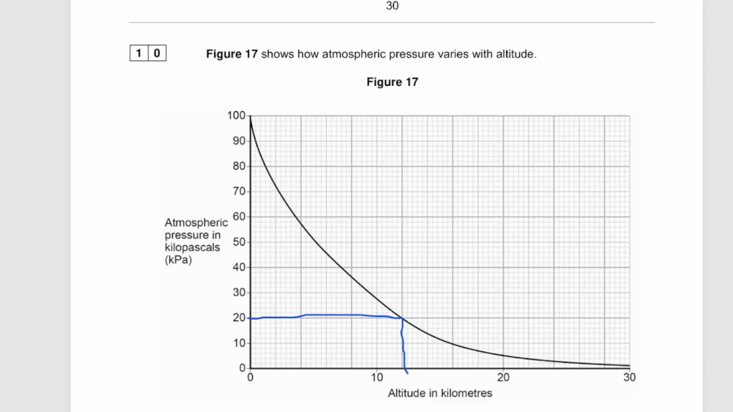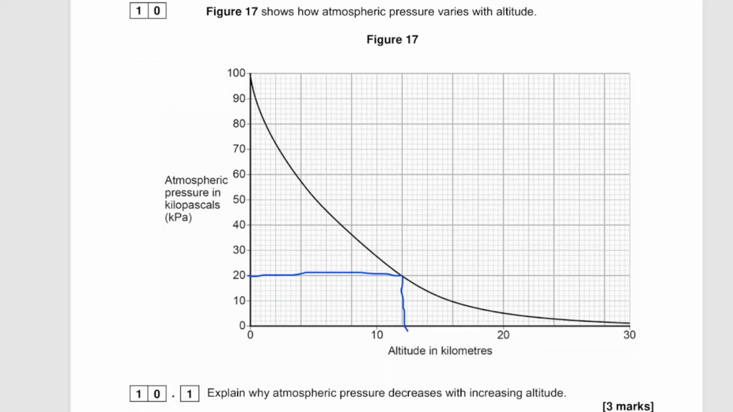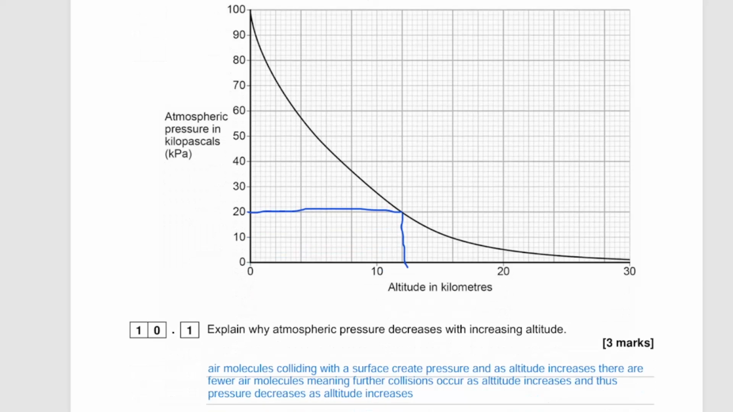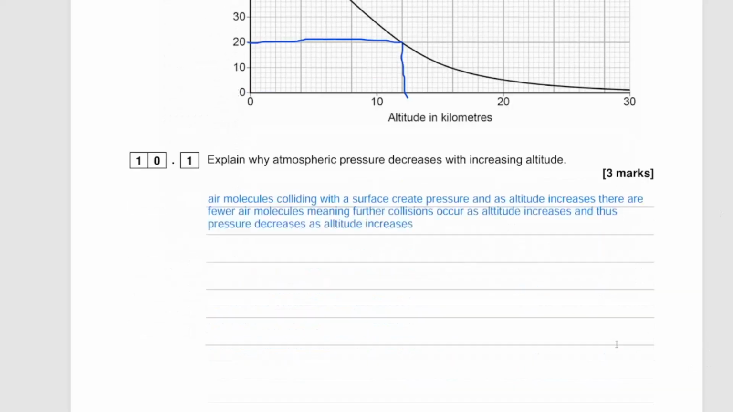And then for figure 17, we've shown how atmospheric pressure varies with altitude, and we're asked to explain why atmospheric pressure decreases with increasing altitude. This is due to the definition of pressure being that it's air molecules colliding with a surface and applying force to that surface. As altitude increases, there are fewer air molecules, meaning fewer collisions occur, and thus pressure decreases as altitude increases. It's a bit circular, explaining why pressure decreases with increasing altitude. It's a bit tricky for 3 marks, just to make sure you get all 3 marks, but overall it's a fairly nice question.